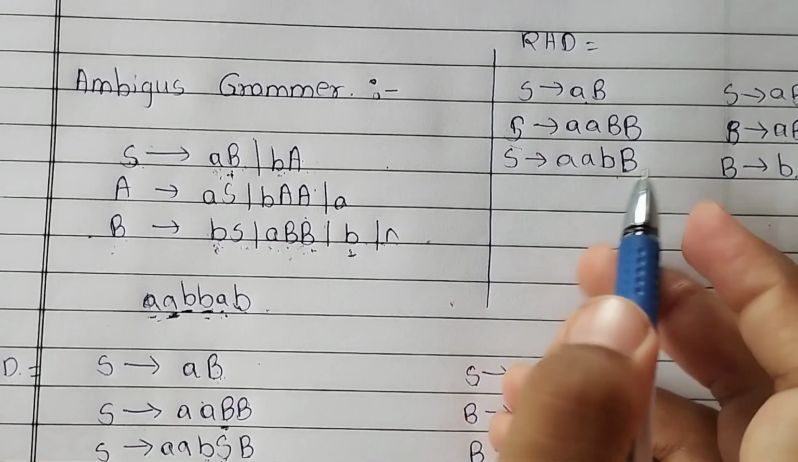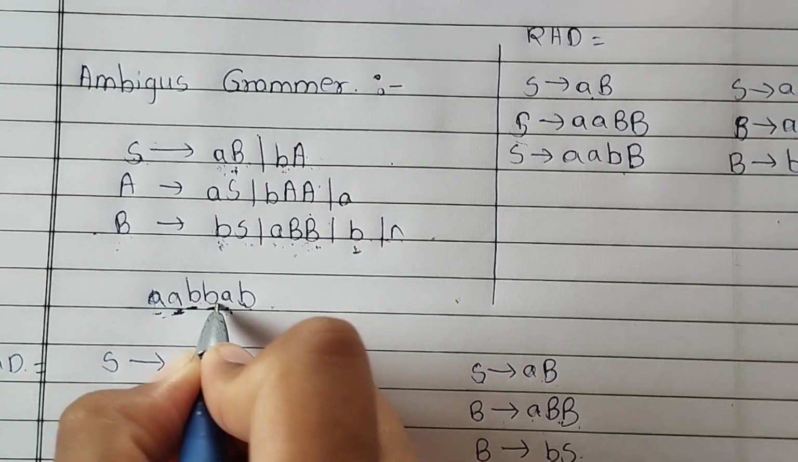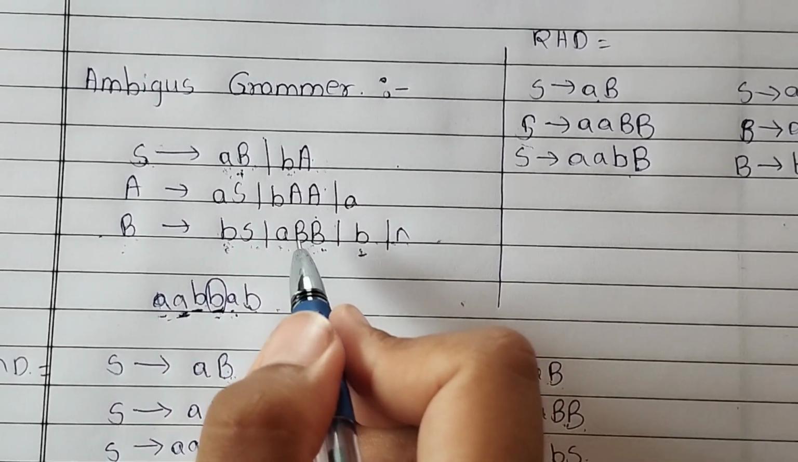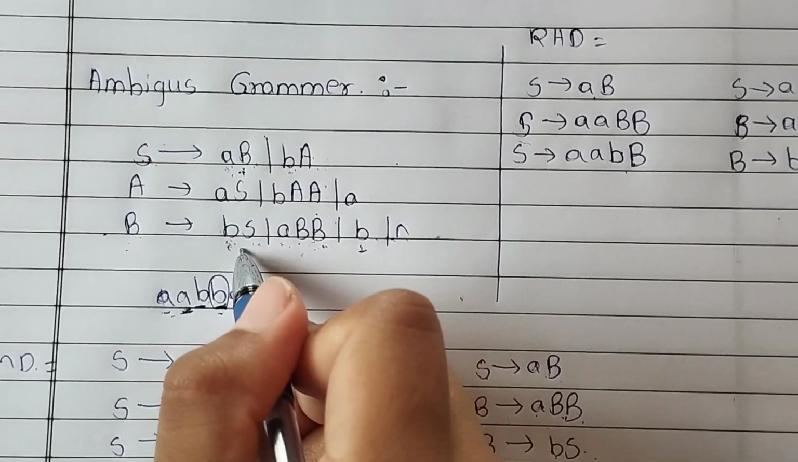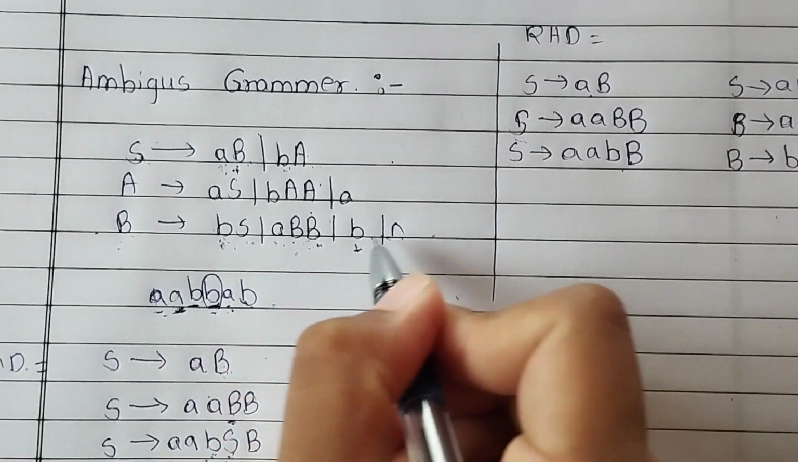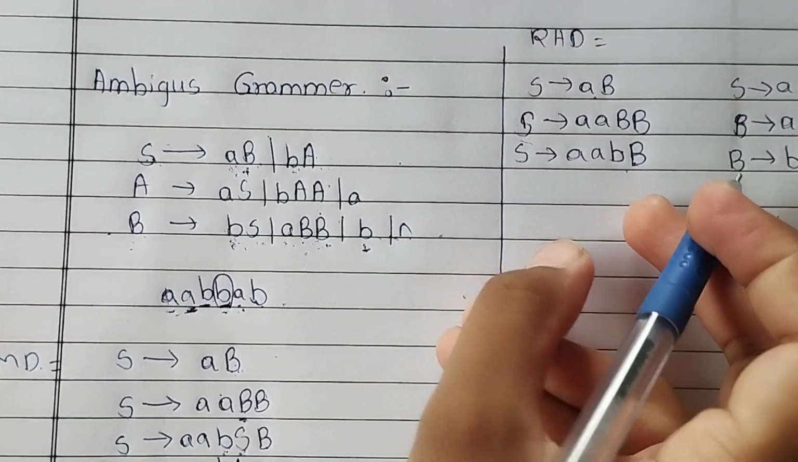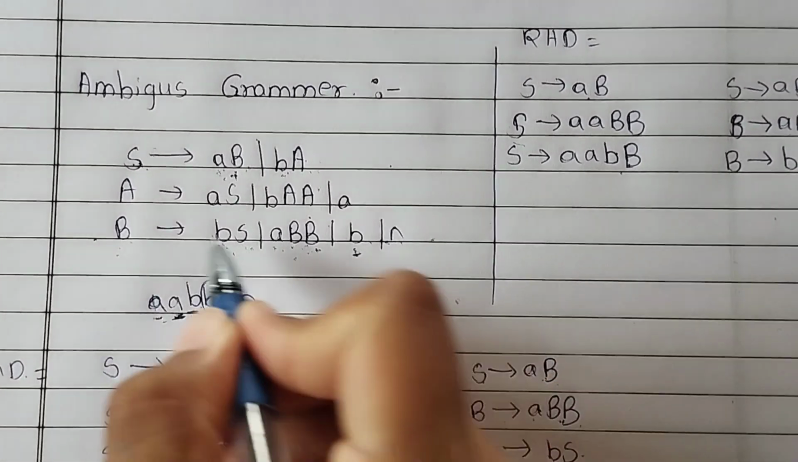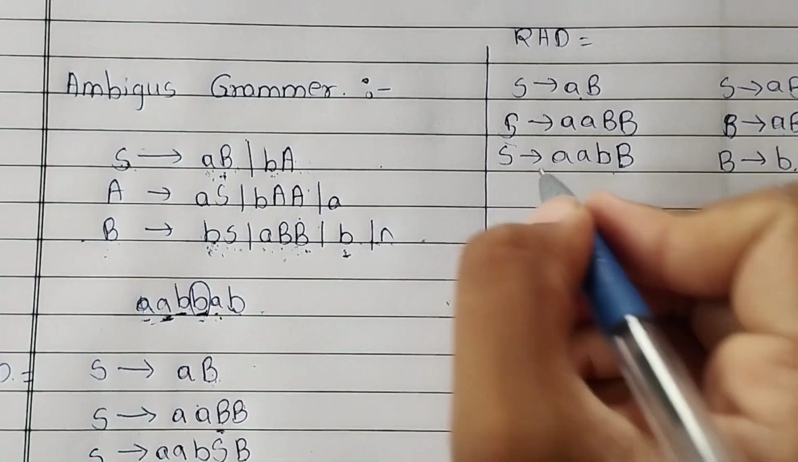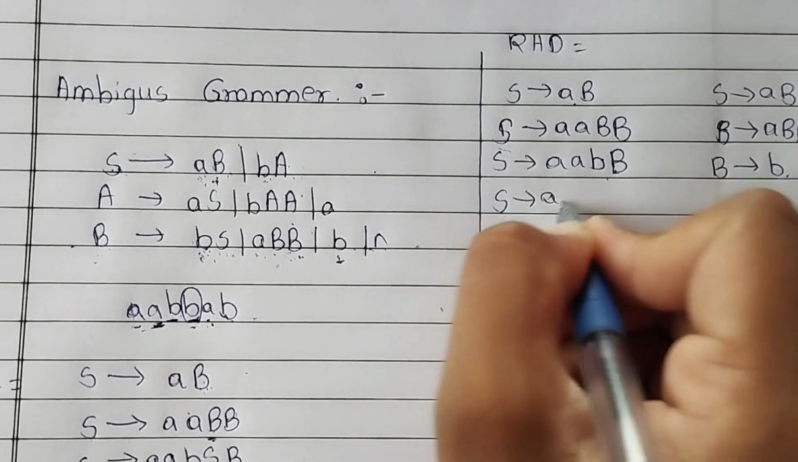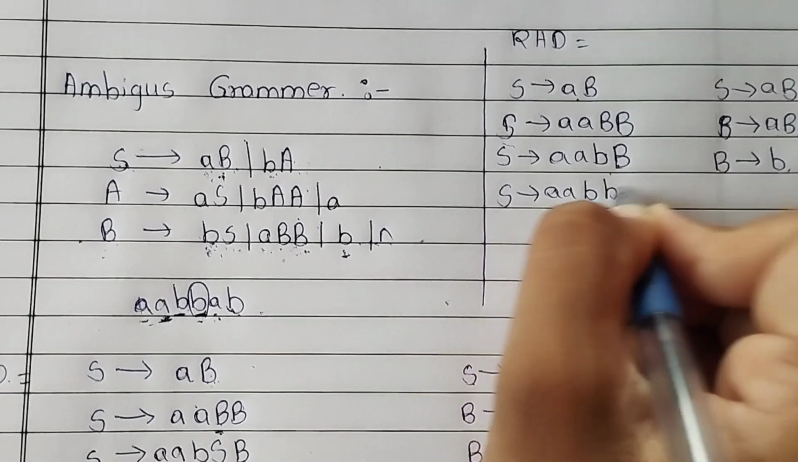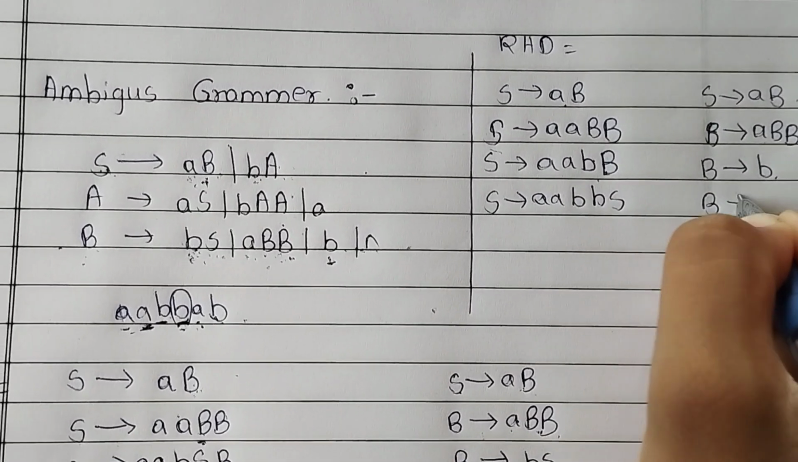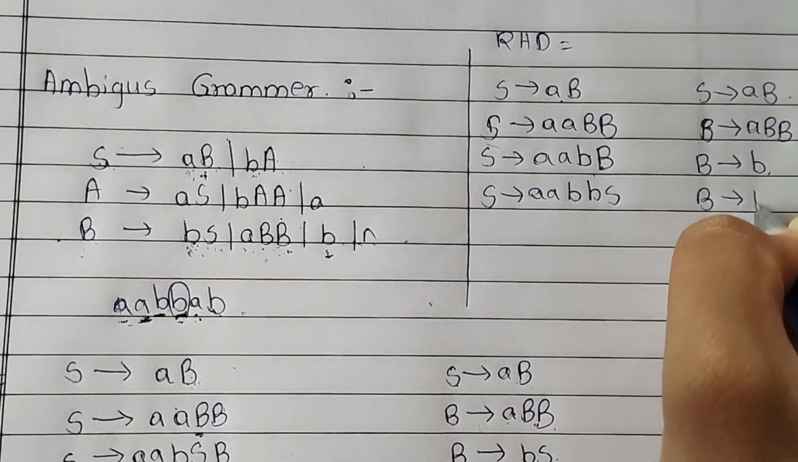Now we write the production for this B. After this B I want this B to come into the picture. For that I have the option of this B, but if I consider this B, then my string is complete here. Then I have no option, so I go through this BS. So S reads AAB BS. So we get this B here. Here we perform B reads BS.